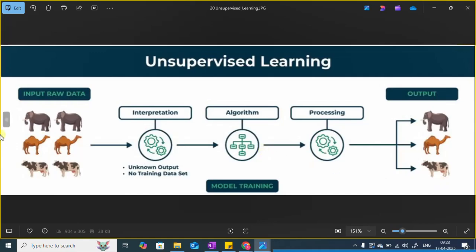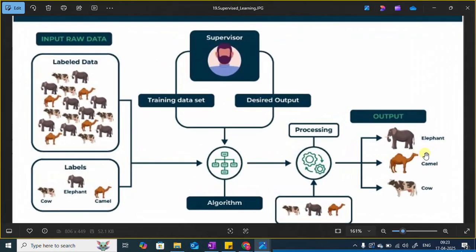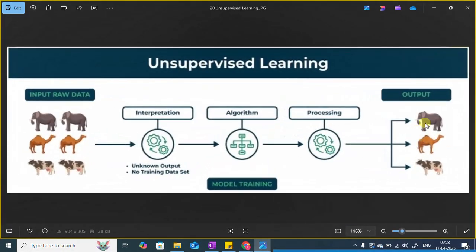Are you able to see? Here, it creates different classes with label names. It's giving elephant, it's giving the name camel, it's giving the name cow. But here, it's not telling anything. Why? Because my model does not know whether this is an elephant or a cow or a goat or a tiger or a lion. Whether this is camel or something else, I don't know. Whether it's cow or something else, I don't know.